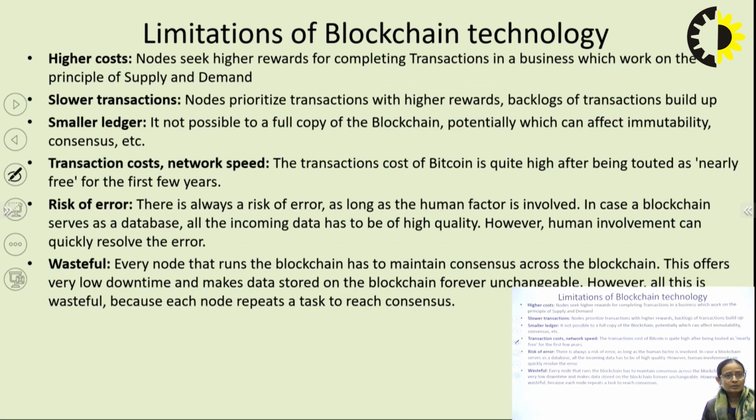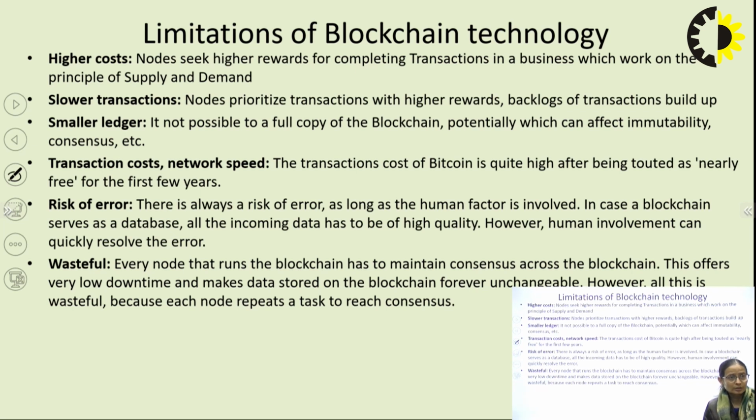What are the limitations of blockchain technology? Higher cost, because here the nodes seek higher rewards for completing the transaction, in a business which works on the principle of supply and demand. If we have a set of transactions to be written in a block, then the miners generally select those transactions which have higher reward. So, it follows the principle of supply and demand. Slower transactions: nodes prioritize transactions with higher rewards and thus create backlogs of transactions.